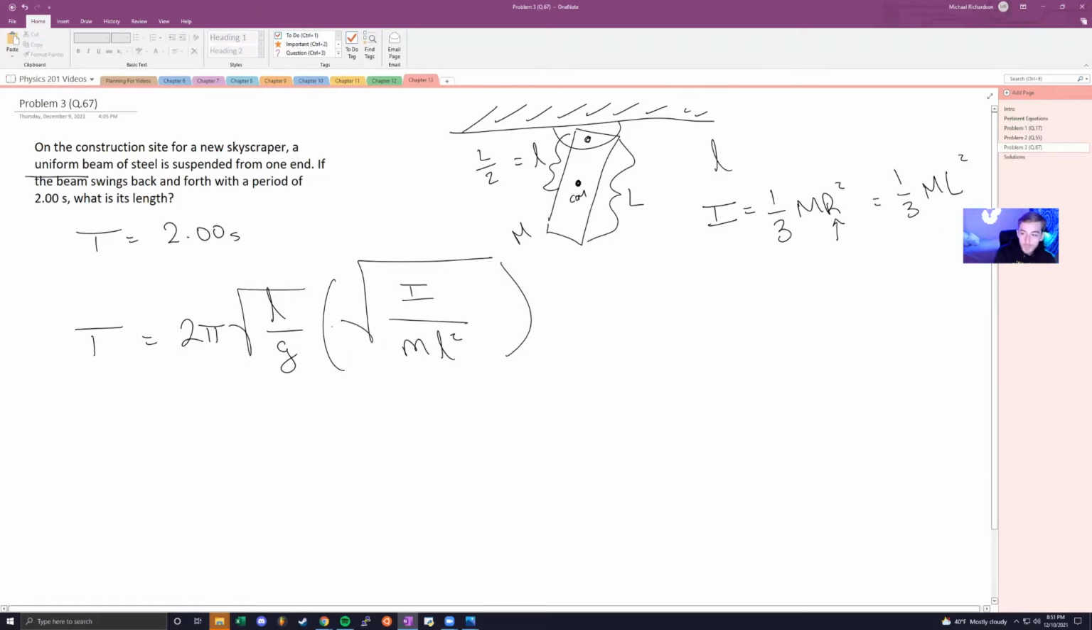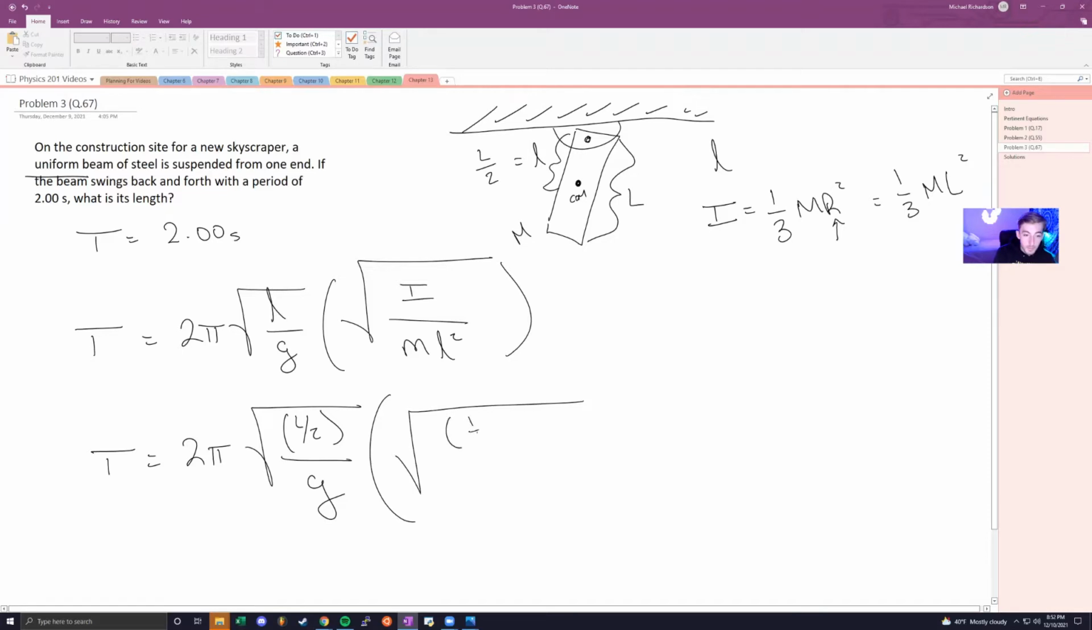Now let's do our substitutions. Period is going to be equal to 2 pi times the square root of lowercase l, which in this case we know now is going to be L over 2, our big L over 2, divided by our gravity, times the square root of our moment of inertia, which is 1/3 times our mass times our length squared, divided by our m, where I am going to write this as an uppercase M now.